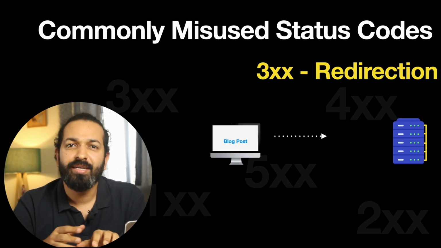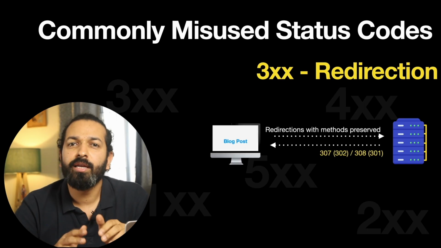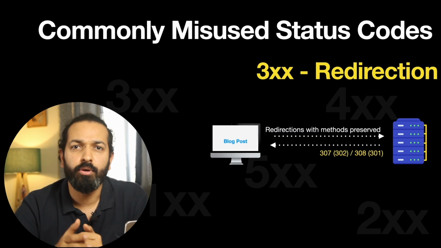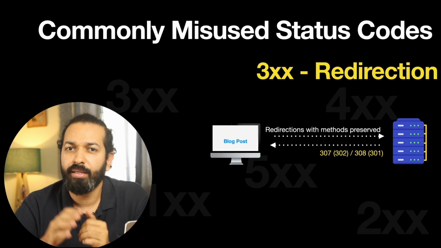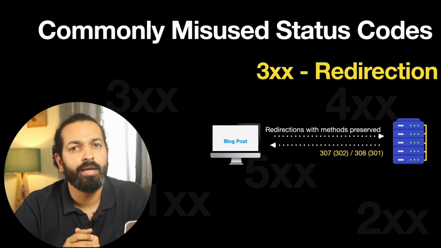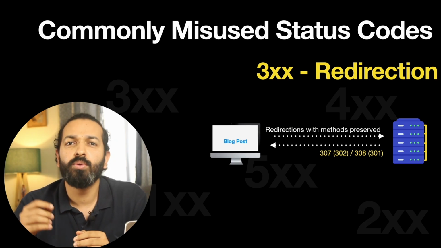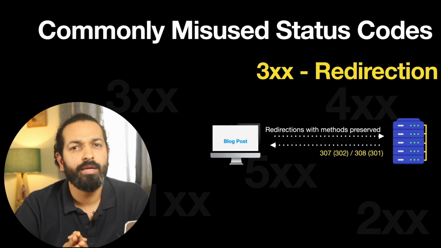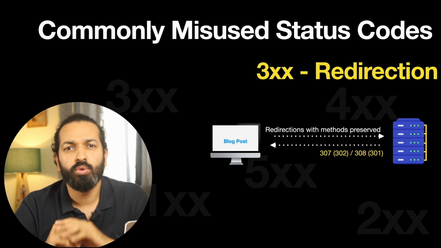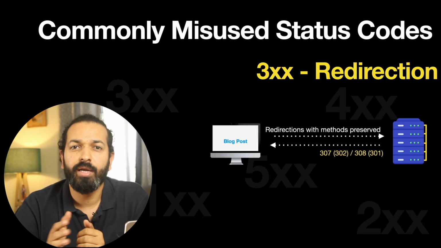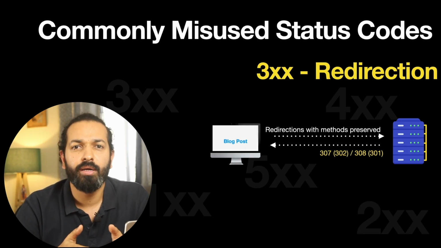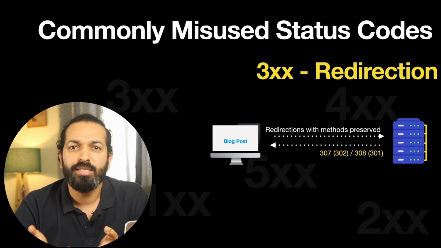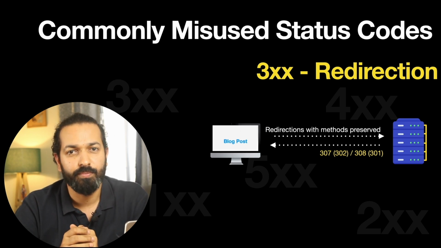So 307 is a temporary redirect, but it's a clearer version of 302. It guarantees that the method, be it POST, be it PUT, will not change. And 308, which is a permanent redirect, is like 301, but similar to 307, it preserves the method. The common mistake most developers make is to just throw 302 blindly. But if you are redirecting a POST form to another endpoint, 302 might downgrade it to a GET in some clients. So in such cases, 307 should be used.